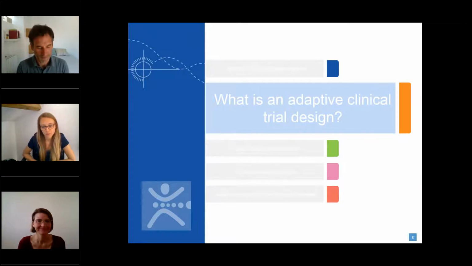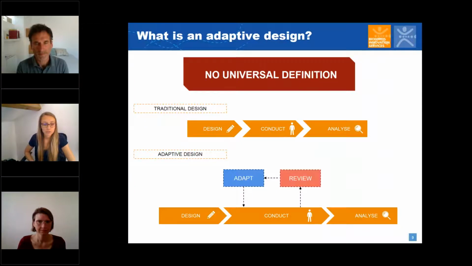So now we are going to talk about what is an adaptive clinical design. First, there is no universal definition of an adaptive design. The concept is that in traditional design, the main steps are the following: you design, then you conduct, then you analyze. Whereas in adaptive design, the difference is that during the conduct of the trial, there are some possibilities to review the data and to adapt the design according to this data. This clinical study design uses accumulating data to decide how to modify aspects of the study without undermining the validity and the integrity of the trial.